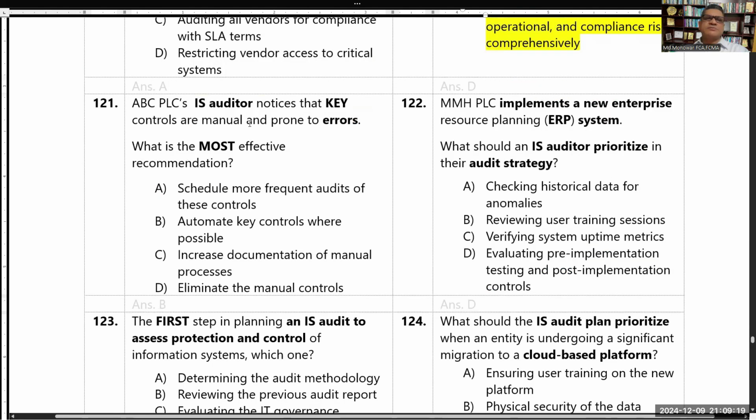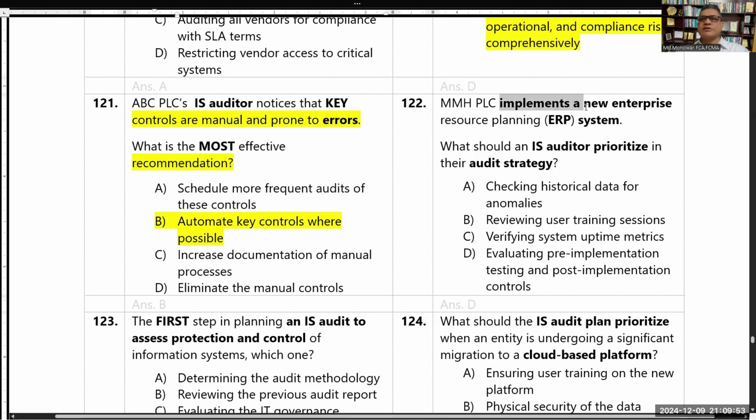Answer D. PLC's IS auditor noticed that key controls are manual and prone to error. What is the most effective recommendation? The effective recommendation is to automate key controls where possible. That would be the effective recommendation.